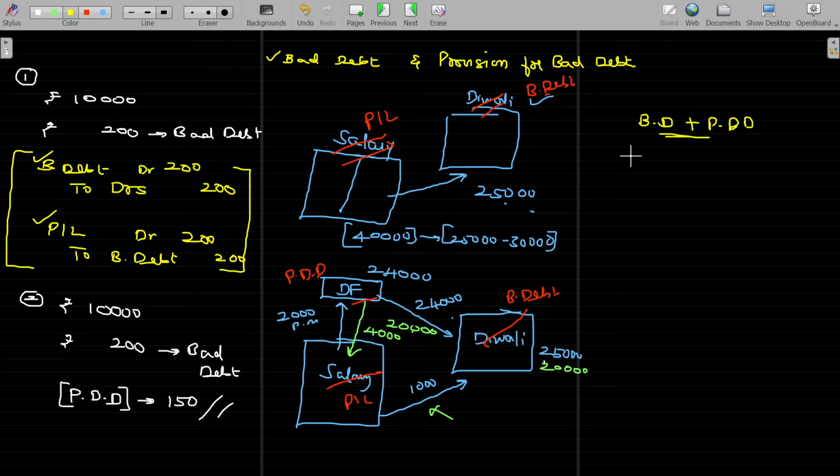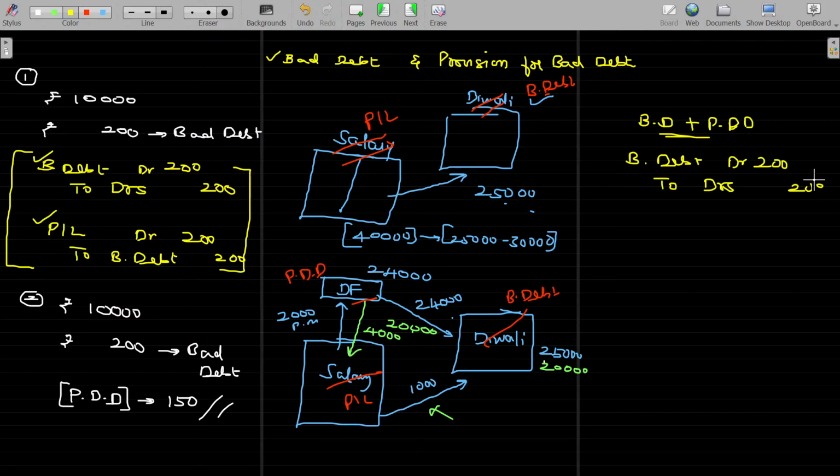Very simple. Bad debt is a loss. What's the journal entry for that? Bad debt account debit to debtors. How much is the loss? 200 rupees. You spend the money for Diwali, right? You spend that money. Diwali expenses to cash. Over. Similarly here, bad debt account debit to debtors.